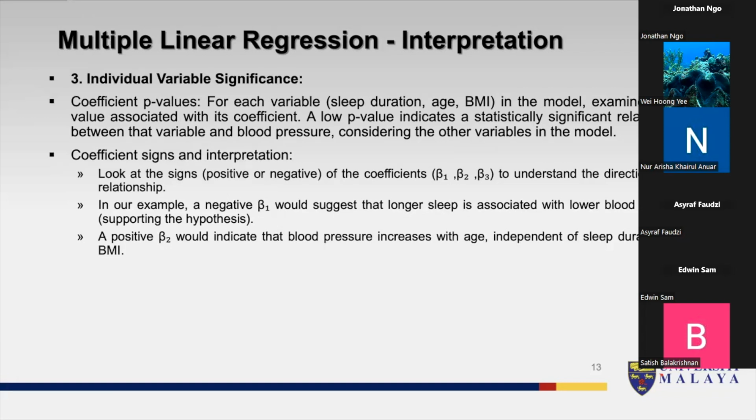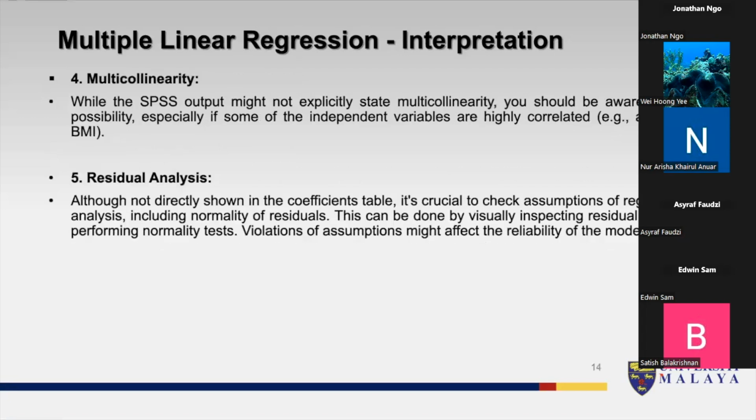Then you also need to observe the individual variable significance. For example, the independent variables that you used just now are sleep duration, age, and BMI. You observe each one of the independent variables: what is the coefficient, the p-value, and also the sign, whether it's positive or negative. The sign also determines whether it proves your hypothesis or not. And also measure the multicollinearity. This can be measured using SPSS. You can just click the box.